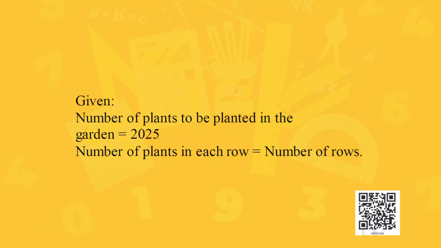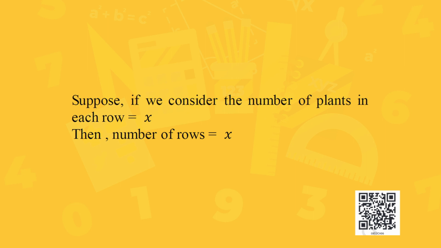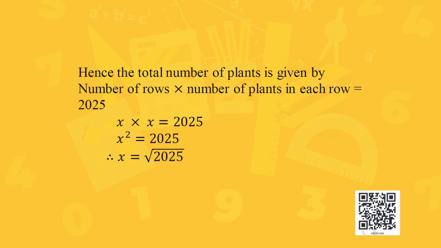So, it is given that the number of plants to be planted in the garden is equal to 2025. It is also mentioned that the number of plants in each row is equal to the number of rows. Suppose we consider the number of plants in each row to be x, then the number of rows is also equal to x. Hence, the total number of plants is given by the number of rows multiplied with the number of plants in each row. So, that will be equal to 2025.